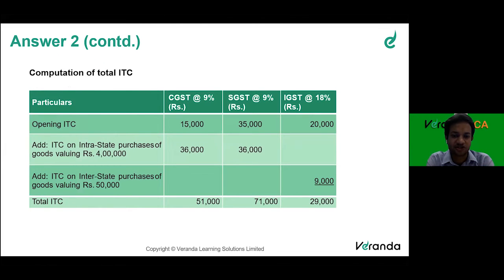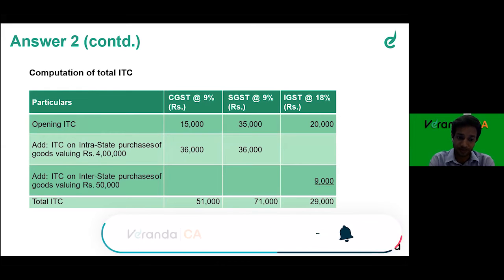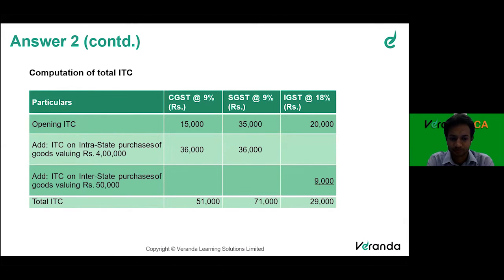So opening is given in the question: CGST, SGST, and IGST 15, 35, 20. And on the purchases, intrastate 4 lakhs purchase value, 9% comes to 36,000 CGST, 9% 36,000 SGST. Then interstate purchase 50,000 rupees. So on 50,000 you get IGST of 18%, 9,000 input tax credit. So now the total input tax credit: CGST is 51,000, SGST is 71,000, and IGST is 29,000. So we know the liability, we know the total ITC available.